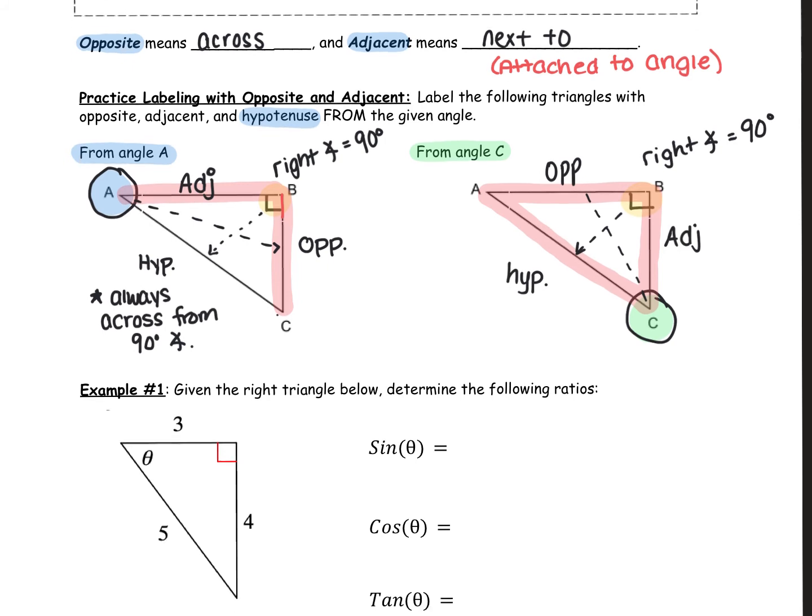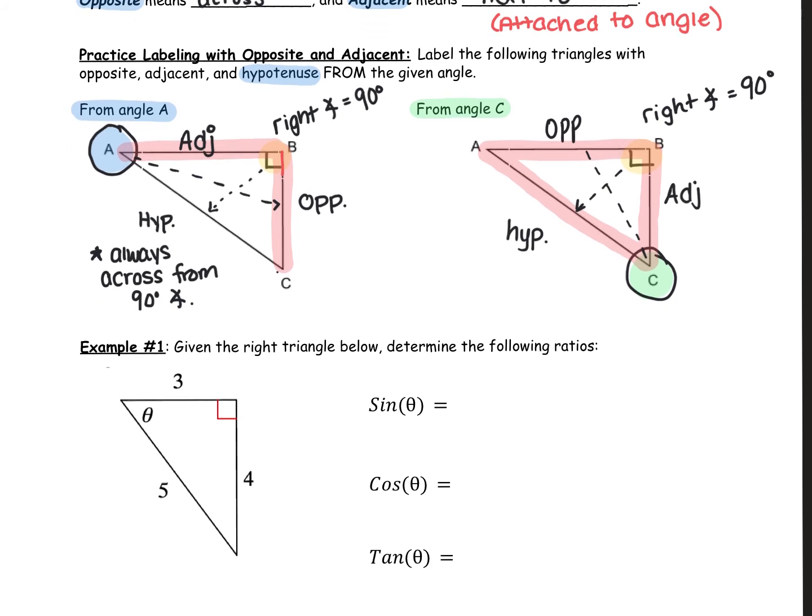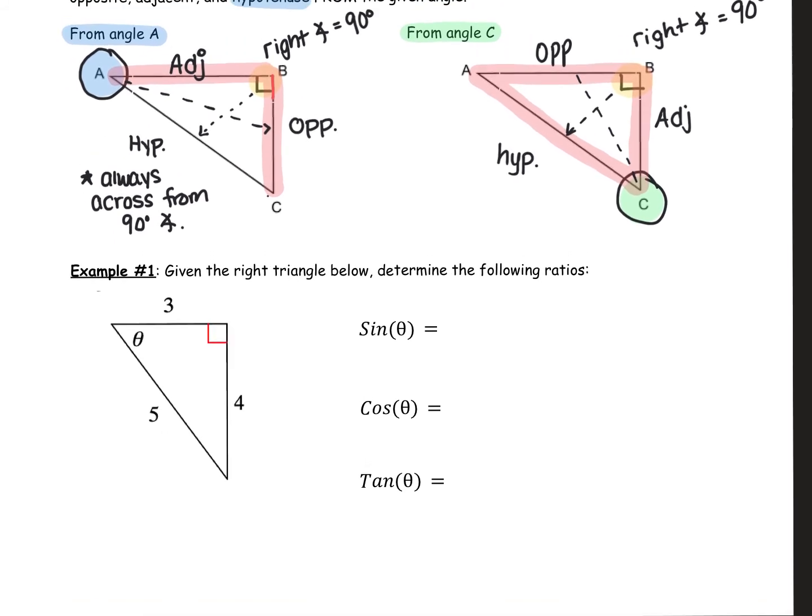Okay, so now let's put this into an example that you would use. It says, given the right triangle below, determine the following ratios. What is sine, what is cosine, and what is tangent? If I was doing this without looking at my notes, I would say, okay, my teacher showed me SOH CAH TOA. So we're going to write that on the side.